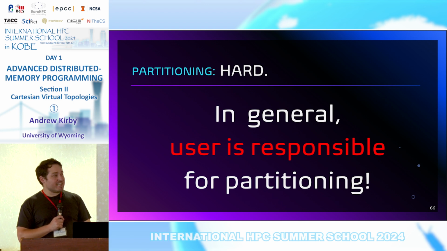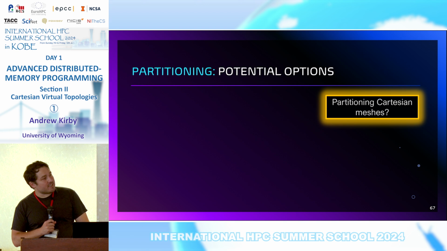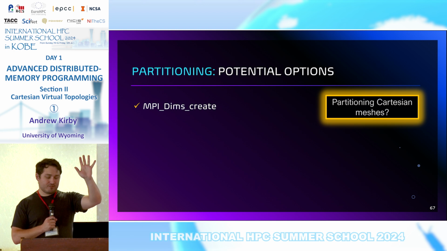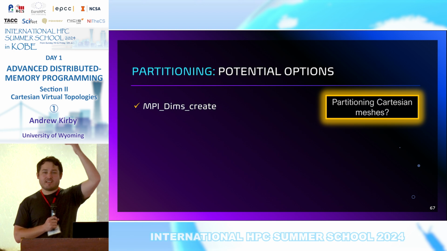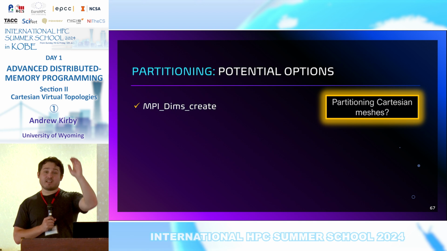But even though it's an MPI lecture, learning from last year's feedback, I'm going to give you some potential solutions on partitioning hard stuff. Potential options: Cartesian, where we're going to use an MPI function called DIMS create, which takes a fairly straightforward input: my Cartesian grid has this many nodes. Give me a partition on, say, 6 ranks, and it'll split it up for you if it can.